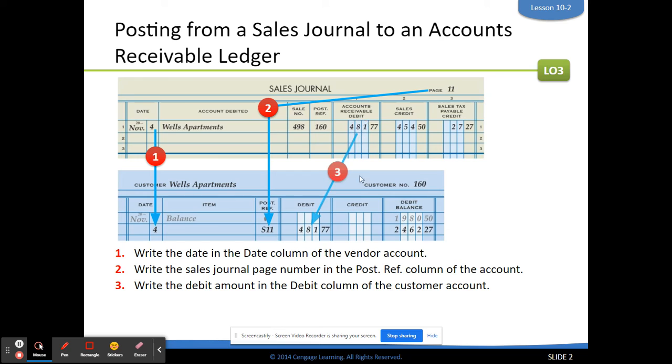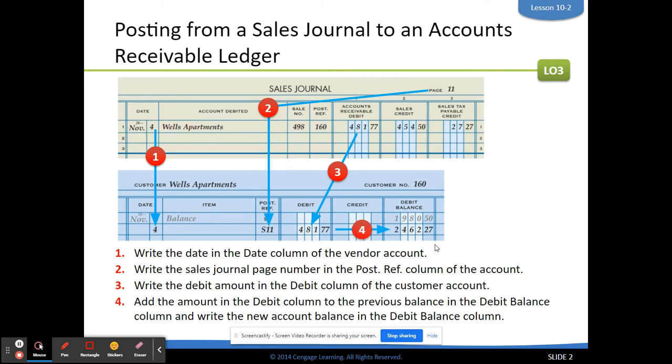And so we are going to be debiting for $481.77. Then update the balance. So debit and a debit, we add. So the updated balance would be $2,462.27. And then we would put the customer number back in the post reference column of the sales journal.